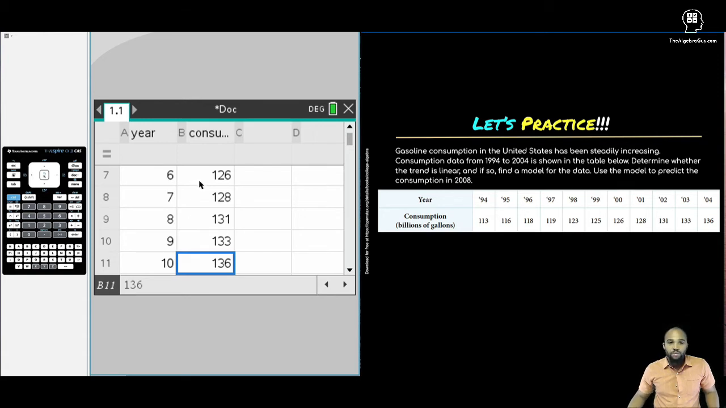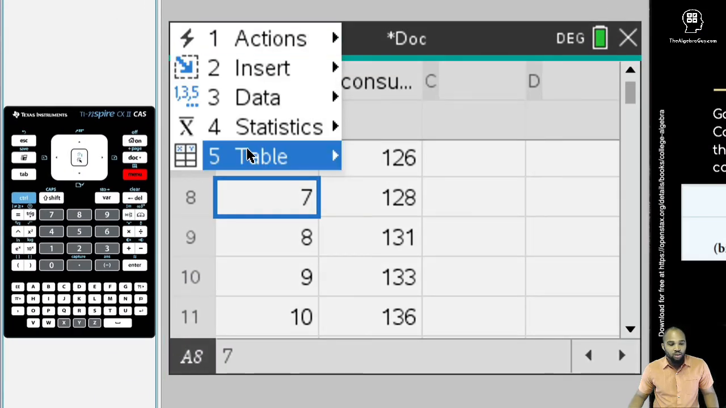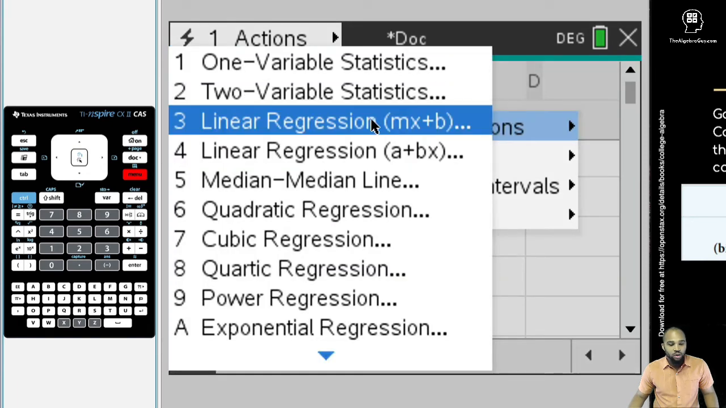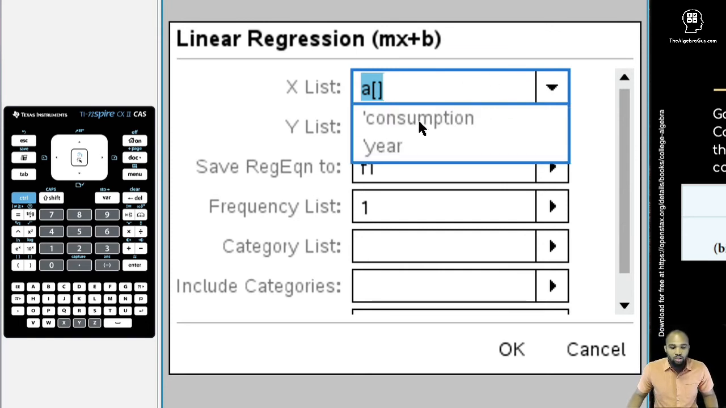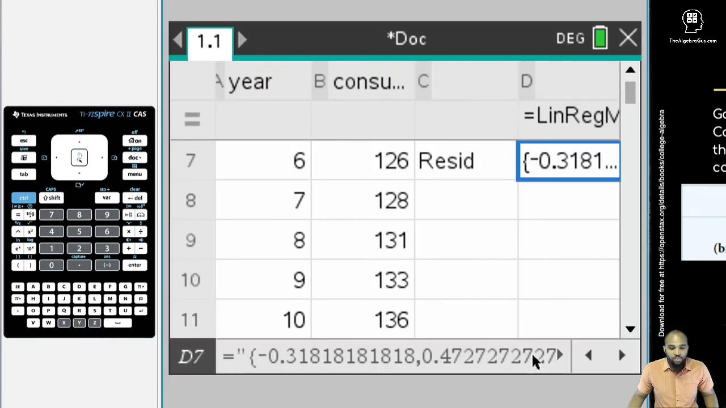Now, what are we looking for? We're looking for a trend line, and we're going to look for the correlation coefficient. Now, we found a way to do both, right? In pretty much one step. So the way we did that, we went to Menu, Statistics, Stat Calculations, Linear Regression, and then we told the calculator what our X and Y axis is. So the X was the year, the Y is the consumption, and we pressed enter.